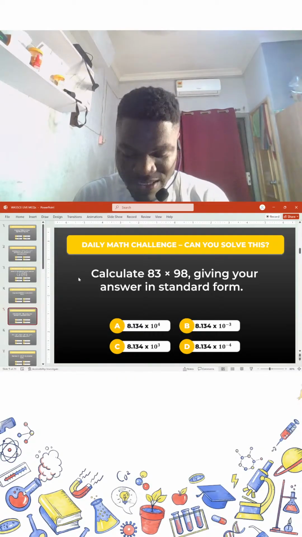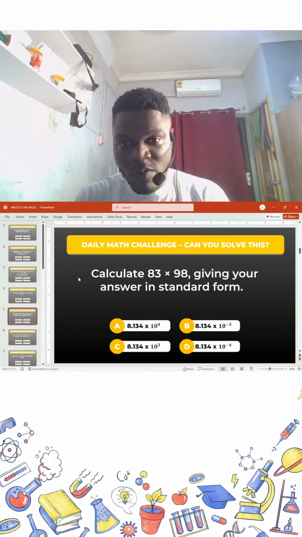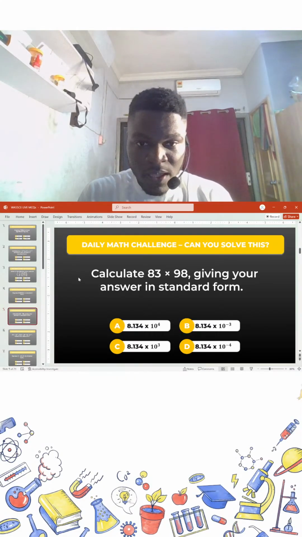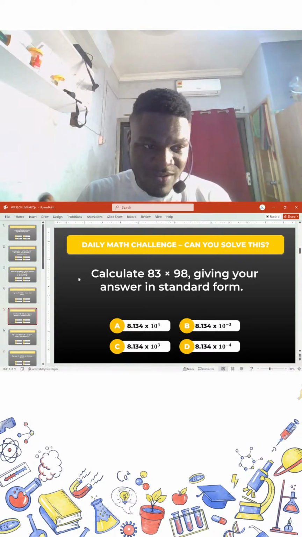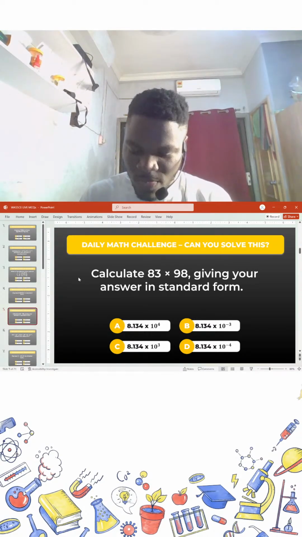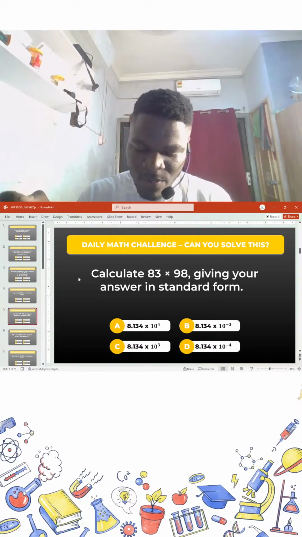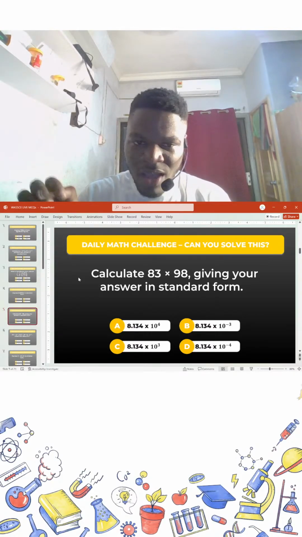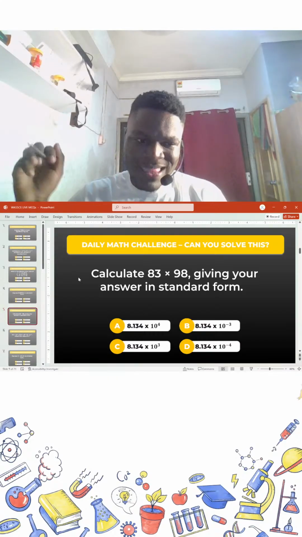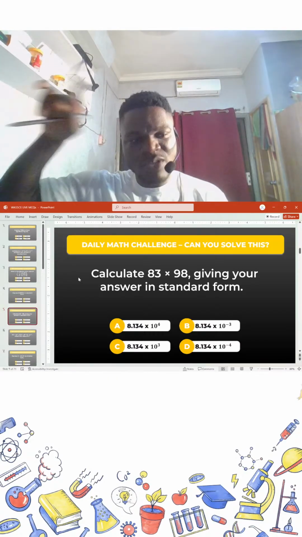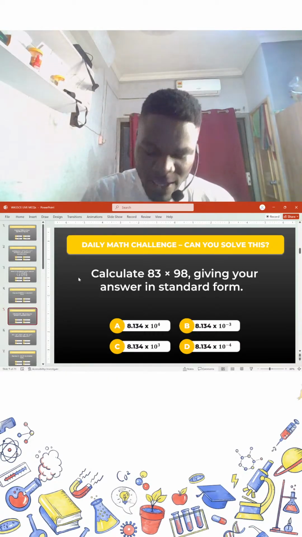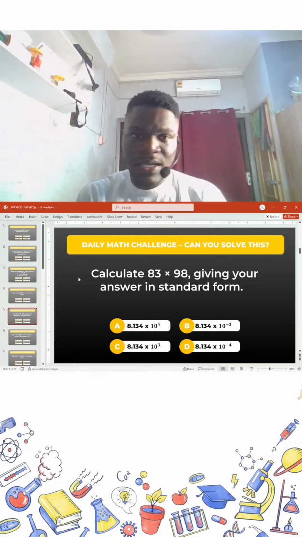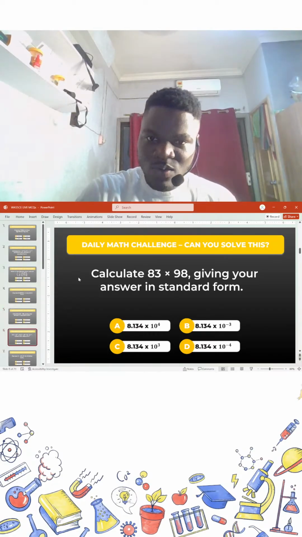8,134, which is 8134. Now, if we convert that to standard form, after the 4, we have a decimal point there, imaginary one. So we move that decimal point 3 times. So it will now come between the 8 and the 1. So we now have 8.134 times 10 raised to the power 3 because we had to move the decimal point 3 times. All right, let's proceed with the next question then.